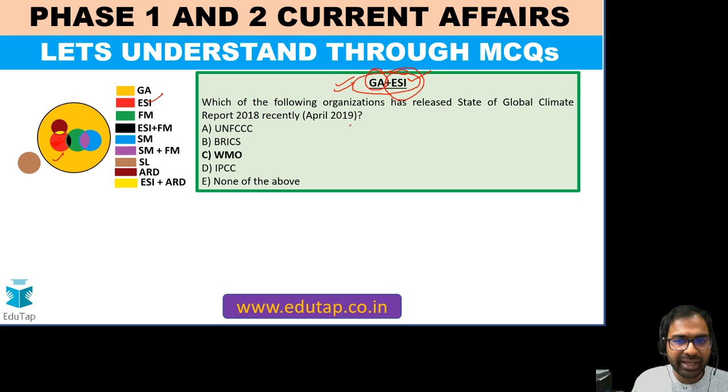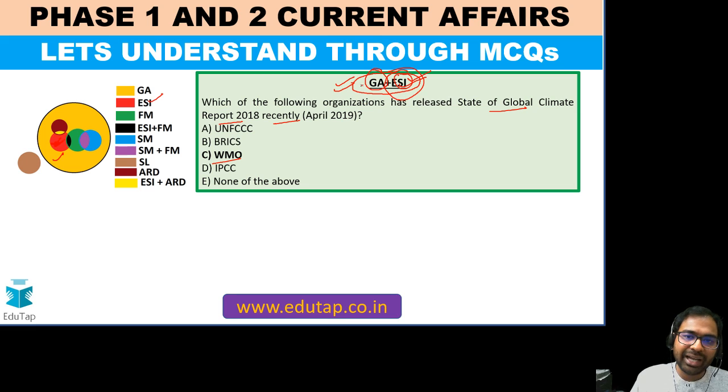Why can this question be asked in ESI? Which of the following organizations has released State of Global Climate Report recently? The answer is WMO, World Meteorological Organization. This question can be asked in ESI because there is a topic of sustainable development and environment in the syllabus of ESI. Be it the syllabus of RBI ESI, NABARD ESI, or SEBI ESI, sustainable development and environment is the topic. Therefore, it can be asked in ESI.